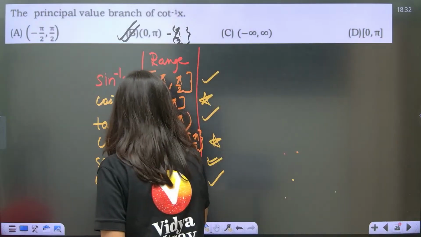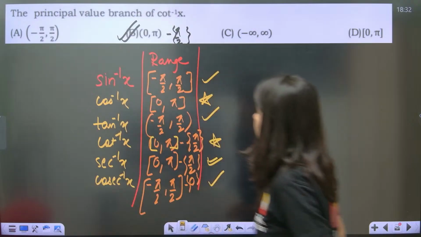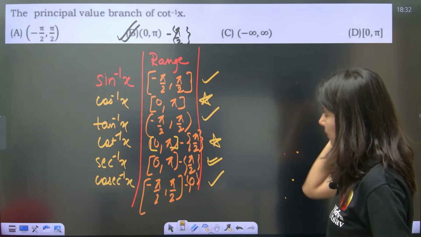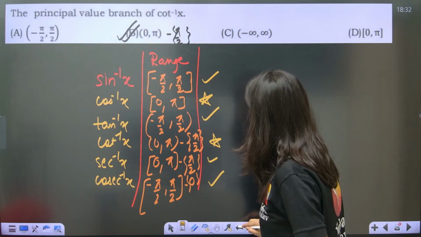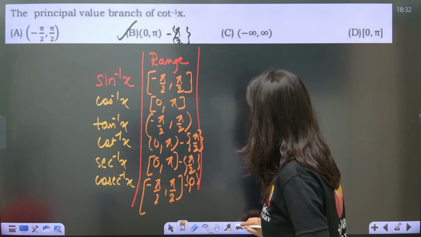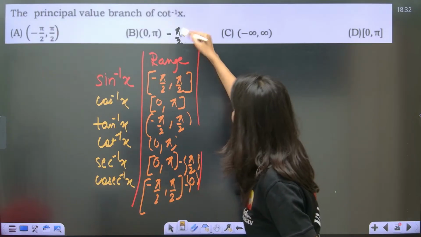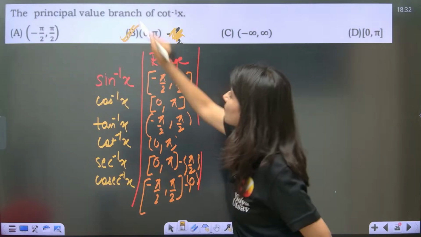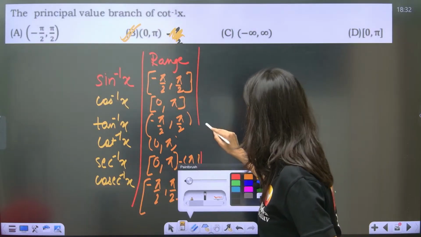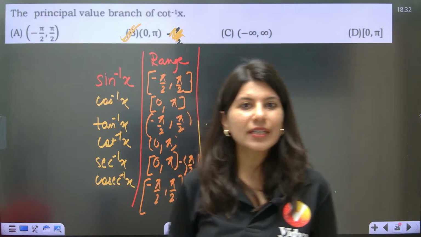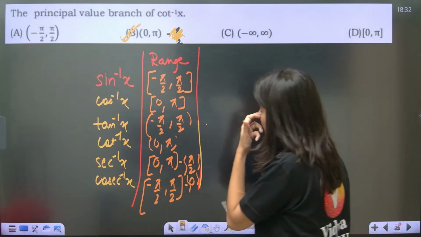So this is 0 to pi. It cannot have pi by 2 as the answer. Oops, no, sorry. Pi by 2 will not get removed. This is pi by 2, this is correct. Option B is correct, sorry, my bad. Because pi by 2 will not get removed, right? Because cot inverse 0 is pi by 2. Correct. Option B is right.